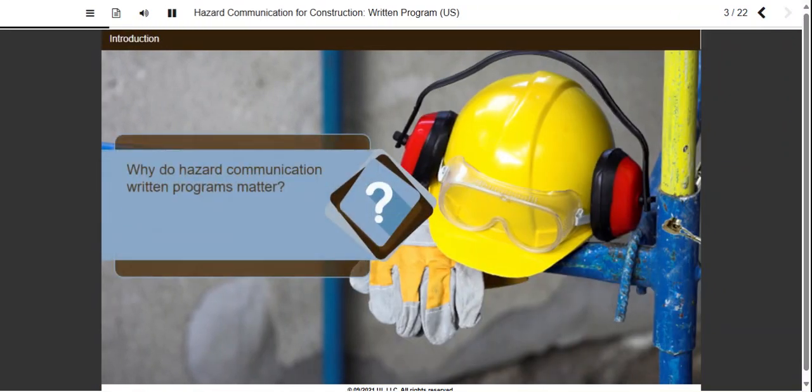Why do written hazard communication programs matter? Every job site is unique, but how we communicate about hazards should be the same no matter where you work. That's why OSHA has a hazard communication standard. In this course, you'll learn about what is included in every written program and what you should expect in terms of responsibilities and training.